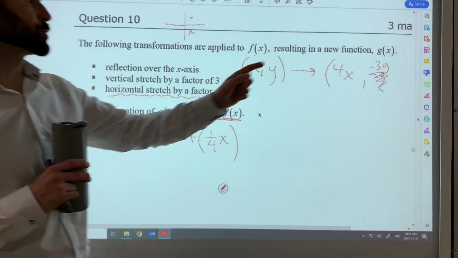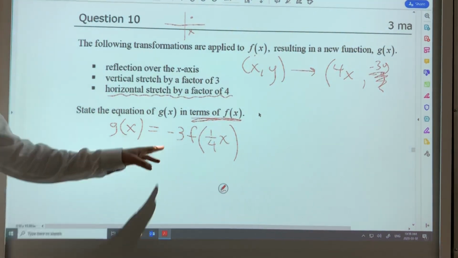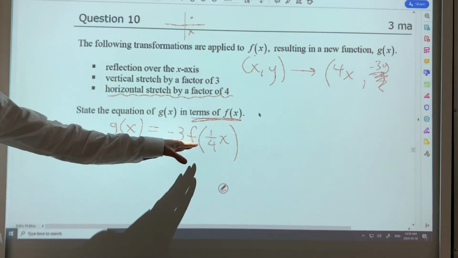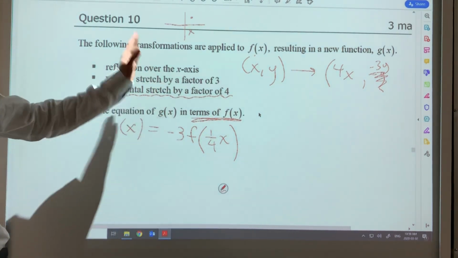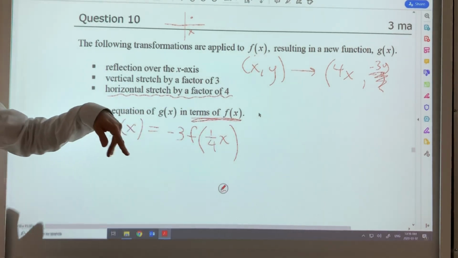Notice how it's 3 marks, and there are 1, 2, 3 transformations. So they see the reflection as a separate one. So if you just wrote -f of x, you get a mark. If you just wrote 3 f of x, you get a mark there. Okay, so you can get any piece wrong and still get the other marks.